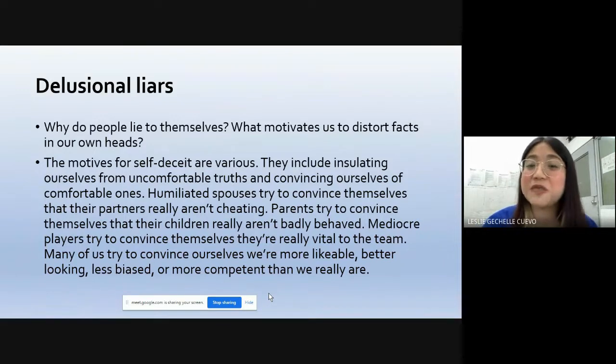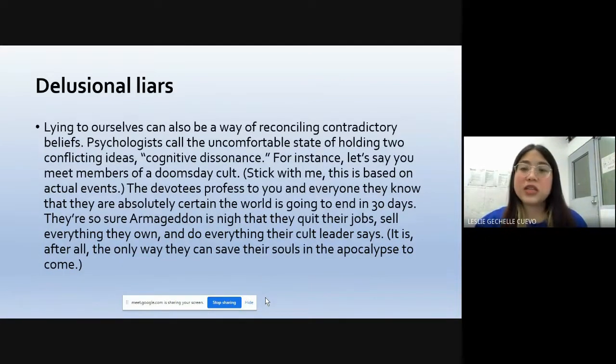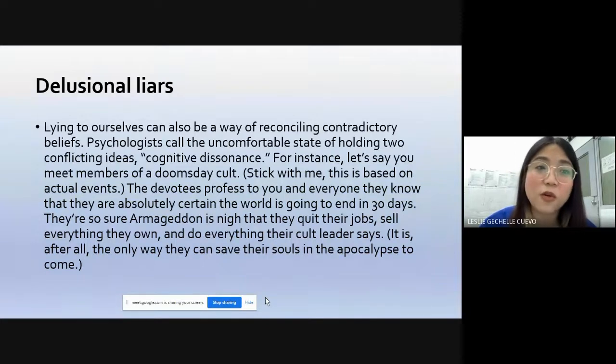Mediocre players try to convince themselves that they're really vital to the team. Many of us try to convince ourselves we're more likable, better looking, less biased, and more competent than we really are. Mas magaling naman ako dyan. Mas maganda ako dyan. Ayun, mga ganun. Lying to ourselves can also be a way of reconciling contradictory beliefs. Psychologists call the uncomfortable state of holding two conflicting ideas cognitive dissonance.